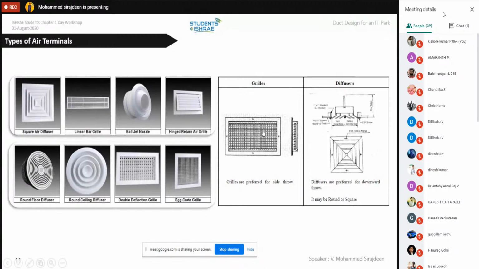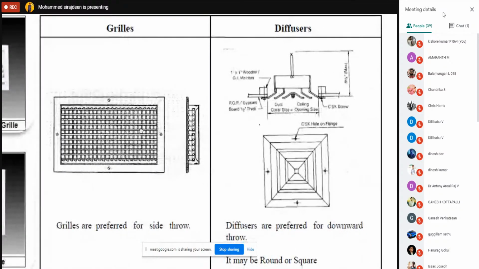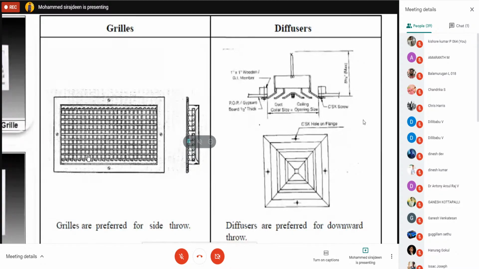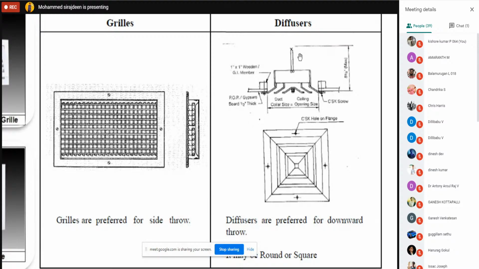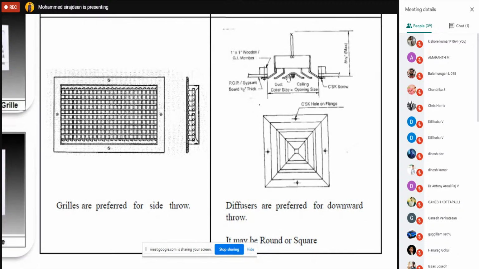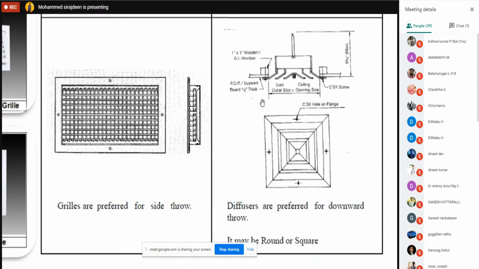This is a grill section. In front view, it will look like a wire mesh or a small grill. If we see it in a side view or section, this is called a collar damper. It is used to regulate the flow. Then the section of the diffuser has a rod. By adjusting this rod, we can regulate the flow, so without a collar damper we can regulate the flow by using diffusers.